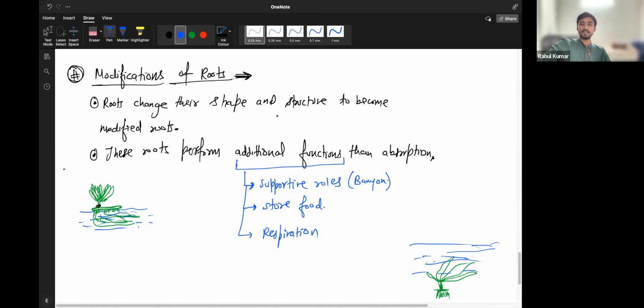Anyways, so supportive roles are played by roots in banyan tree. Storage is done in case of sweet potato. Potato is a stem, but sweet potato is a root. Okay. Not just sweet potato, in radish, turnip, carrot. And respiration. Have you seen marshy plants? Marshy plants, plants that grow in swamps, they are called mangroves. Yes.